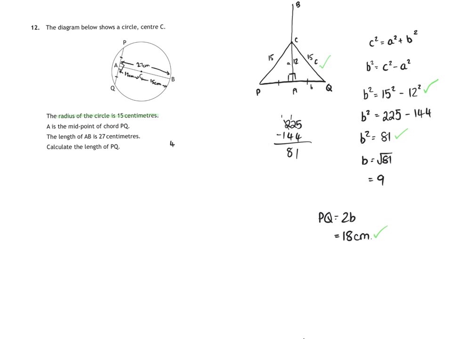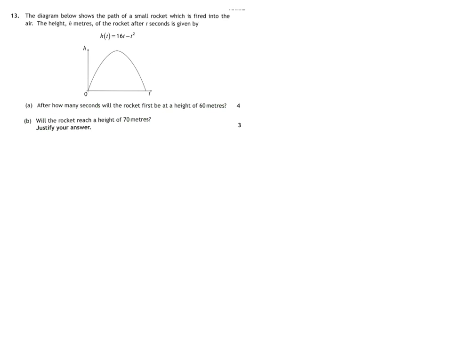Okay, so on to the last question, question 13. We have a diagram. It shows the path of a rocket as it's fired in the air. So it starts at 0, goes up, and then comes down. So we've got the rocket, the height is given by this formula here. Okay, so we have to find out after how many seconds will the rocket first be at a height of 60 meters. So that is telling us that the height is 60.